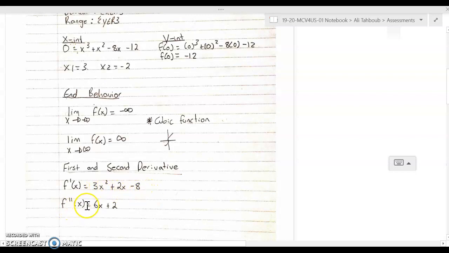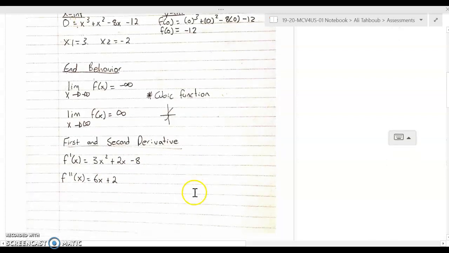And then for the second derivative, follow the same power rule: drop the 2 down, which turns into a 6, minus 1 from the power of 2, so it disappears, leaving just the x, and it got rid of the -8. And then we're left with the second derivative of 6x plus 2.